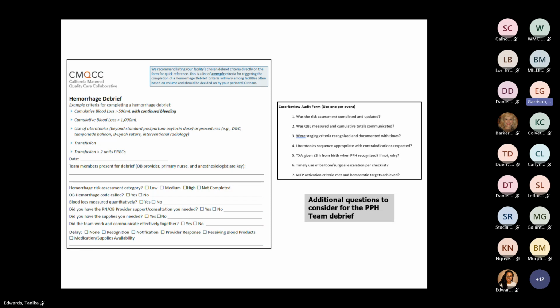So it really is a great way to think about what happened, and based on your blood loss, did the team respond as expected? And knowing that there will be some variation, but it gives you an opportunity to really think about were there interventions that could have been employed earlier, and if so, what can we learn from the current case that we can apply to the next one? Next slide.